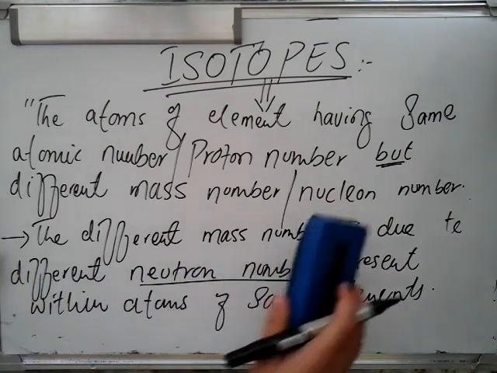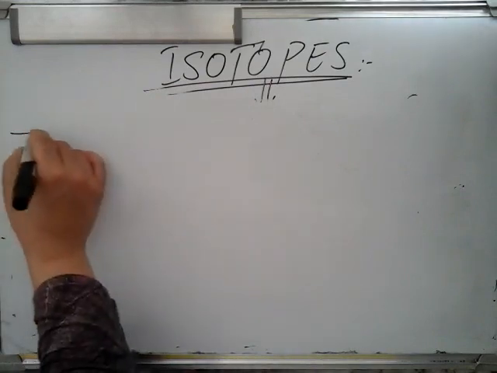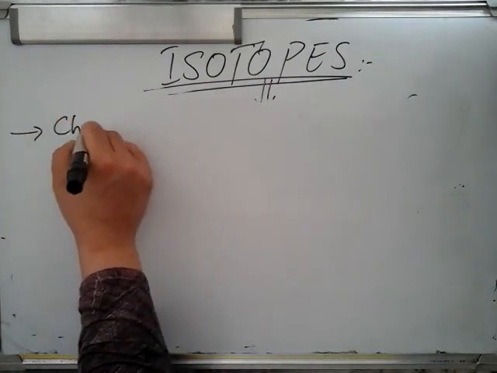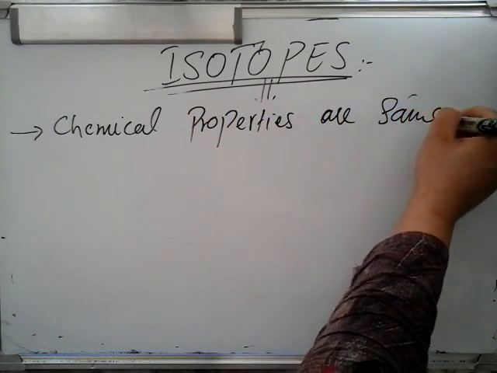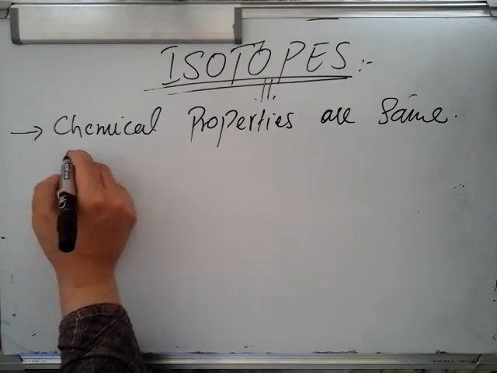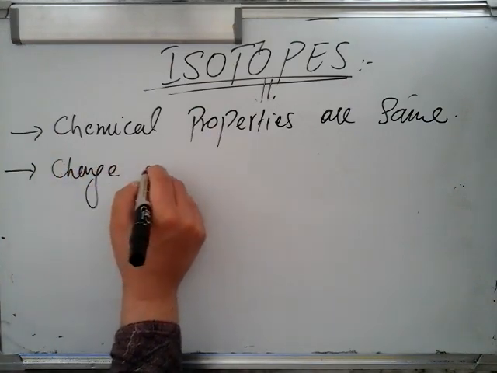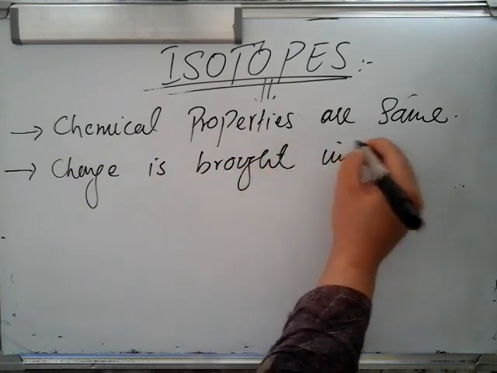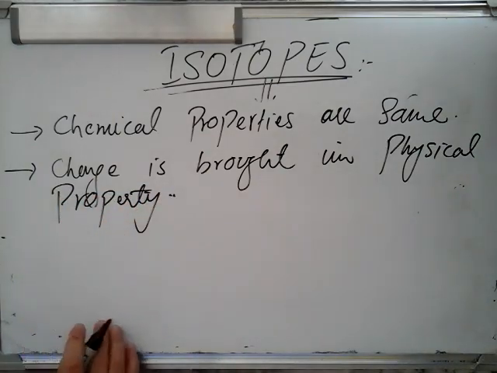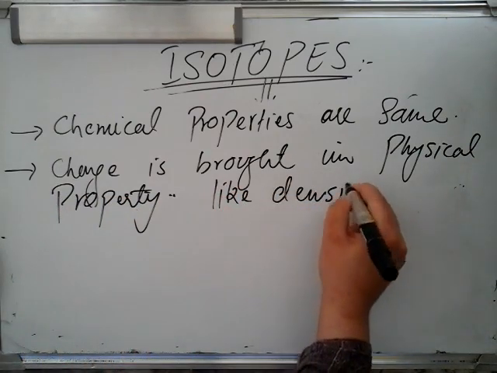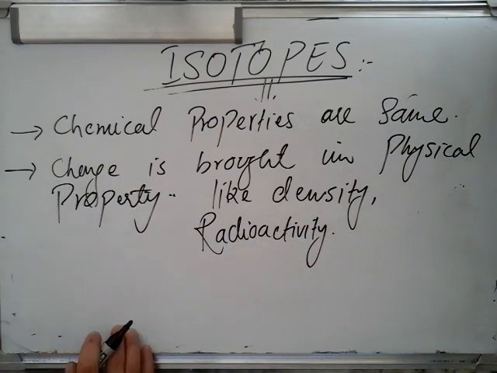So the important thing related to this is that the chemical properties of isotopes are the same. The chemical properties do not change, but the change is brought in physical properties like density and radioactivity. Okay, so the chemical properties are the same.